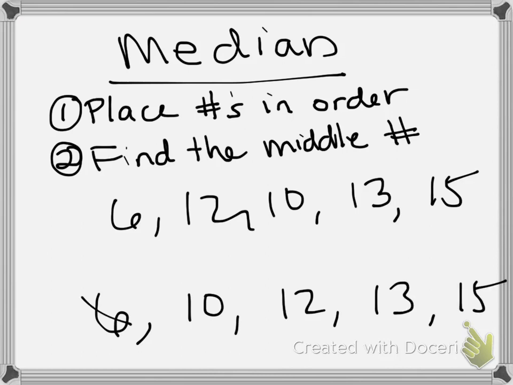And I like to kind of do a cross-out method. I take one from the front, one from the back. One from the front, one from the back. And the median, or the middle number, would be 12.